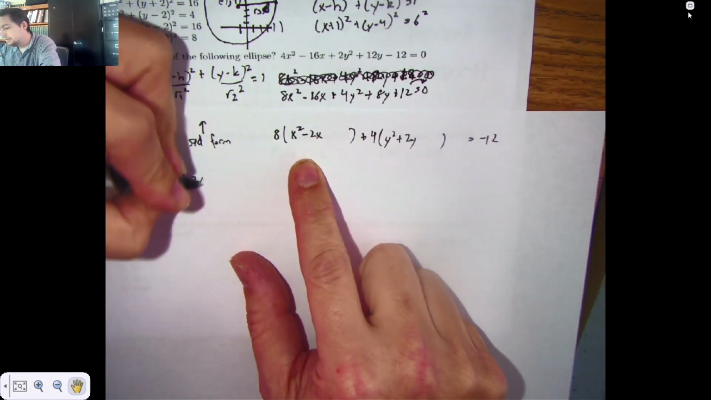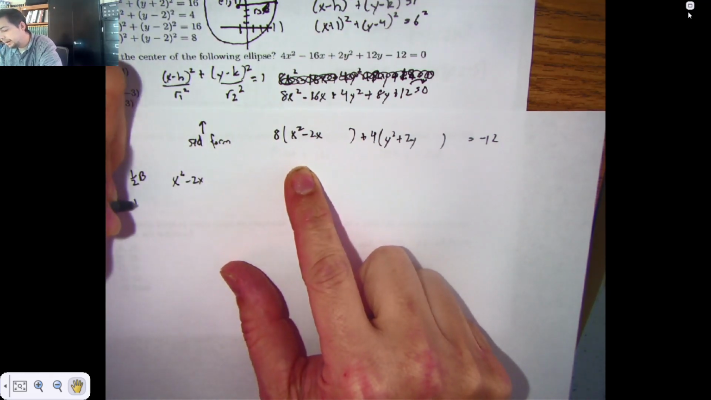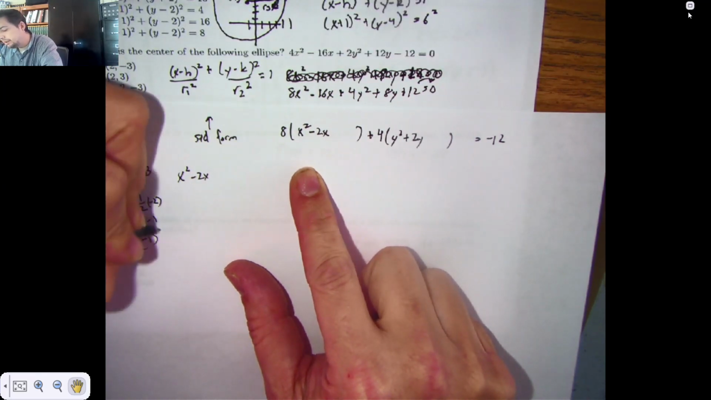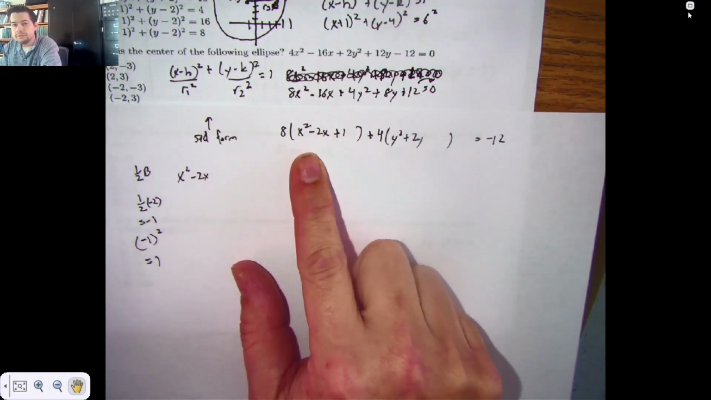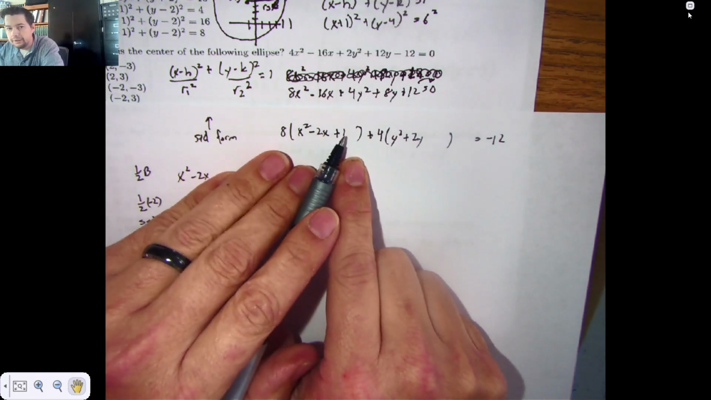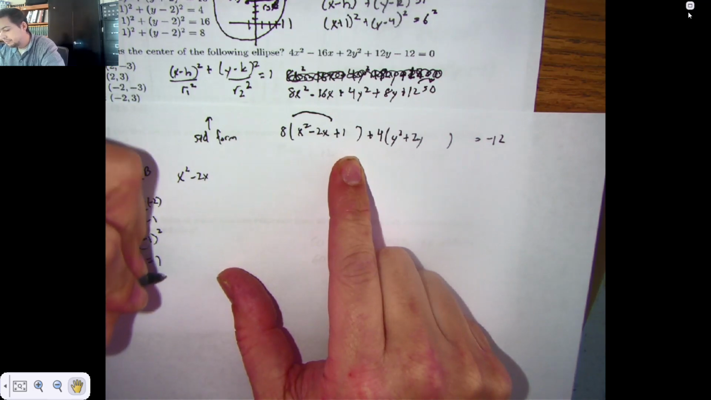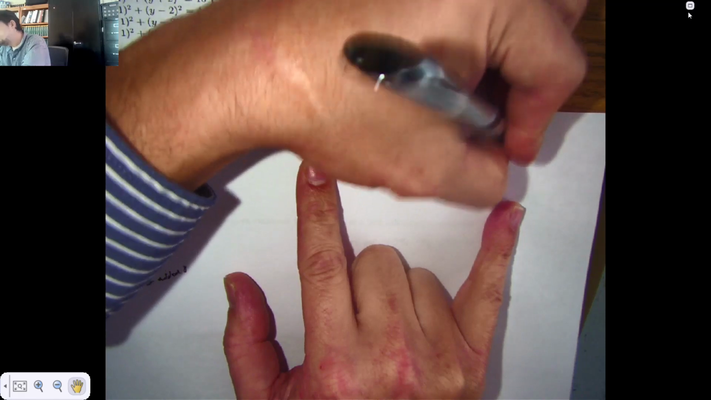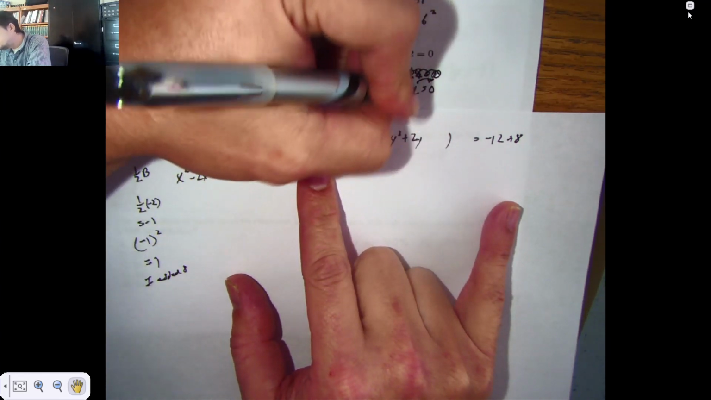X squared minus 2x. I'm going to take half of b, so half of -2, which is -1. I'm going to square that -1 and get 1. And I'm going to add it here. Now what's different is I didn't add 1 to the left-hand side. I added 8. So if I add 8 to the left, I add 8 to the right. And I have a slight mistake with this problem. I just realized it. That needs to be an 11.